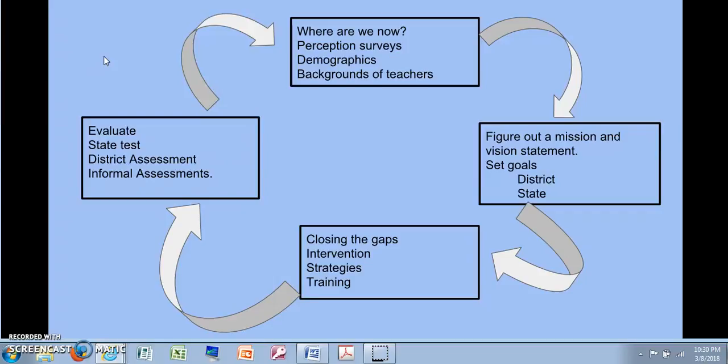This also helped us follow to our next arrow, which is how are we going to close the gaps? What do we need to do to help our students achieve the goals that we set, in the statements that we've set for not only us as teachers, but us as teaching our students? We do want to close the gap. We came up with interventions this year.